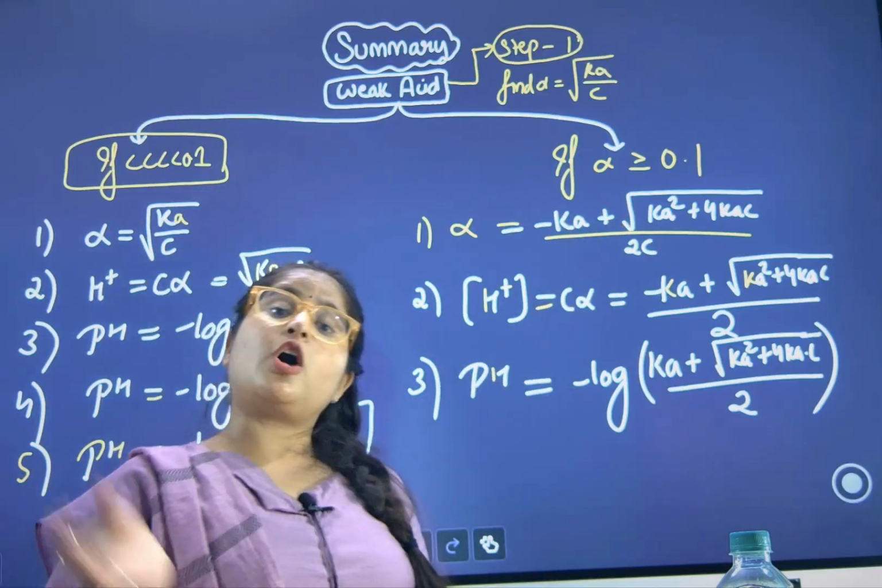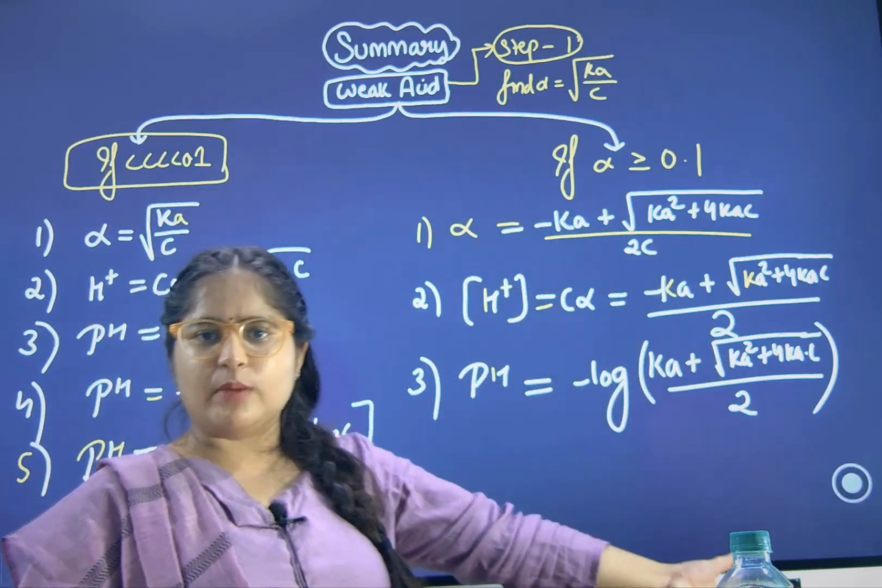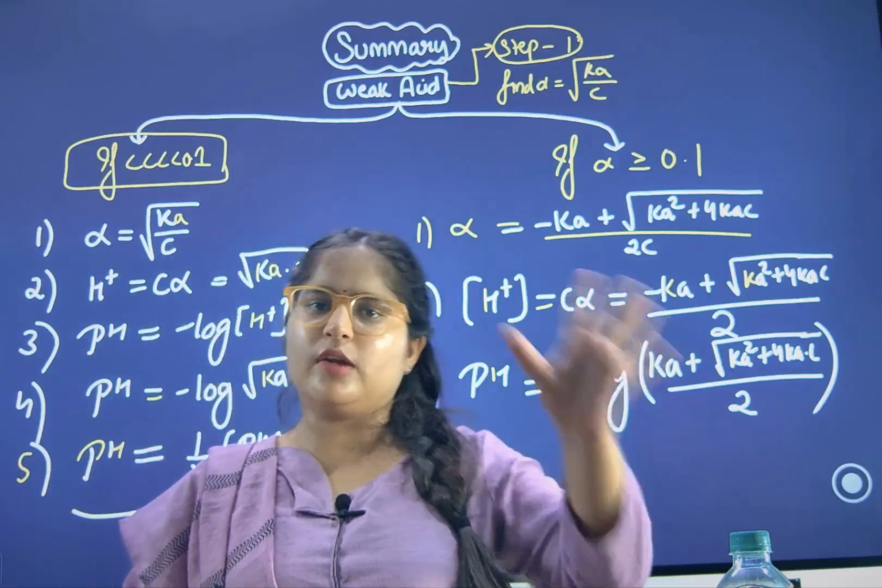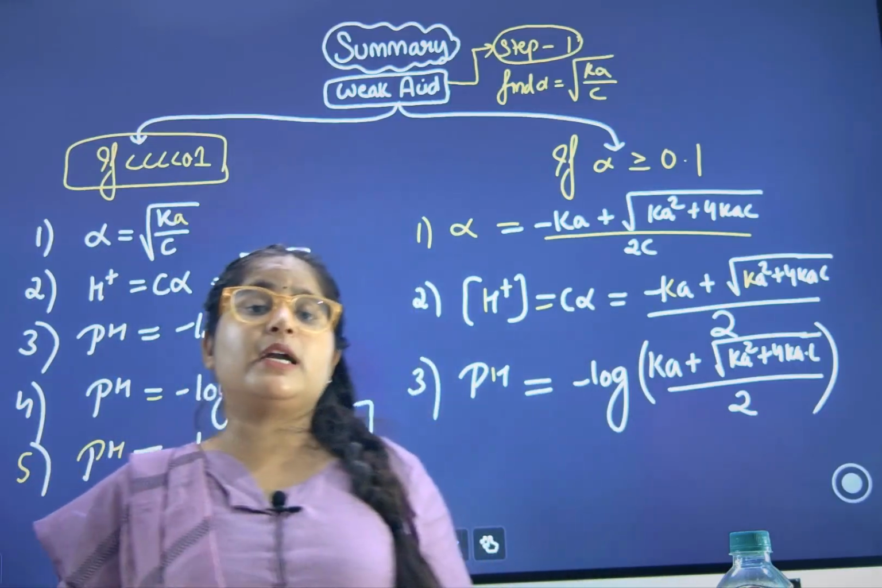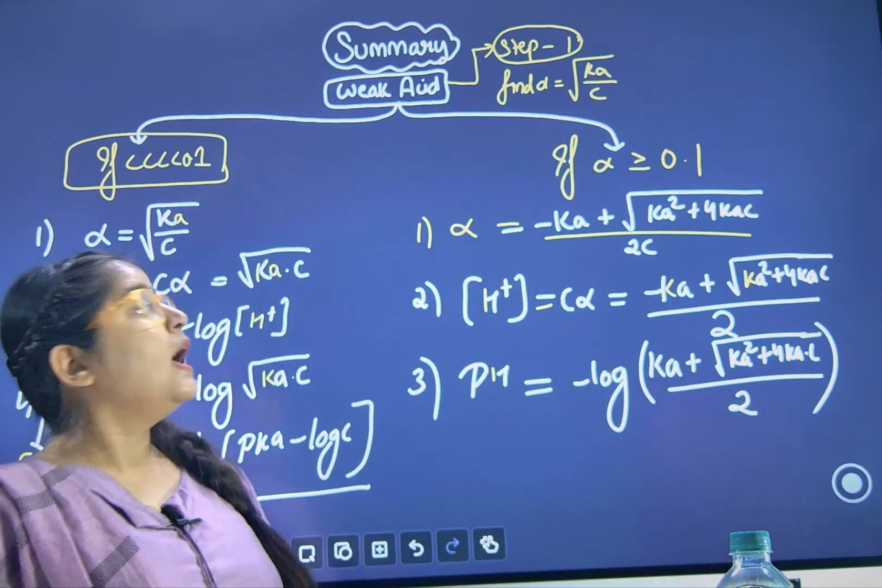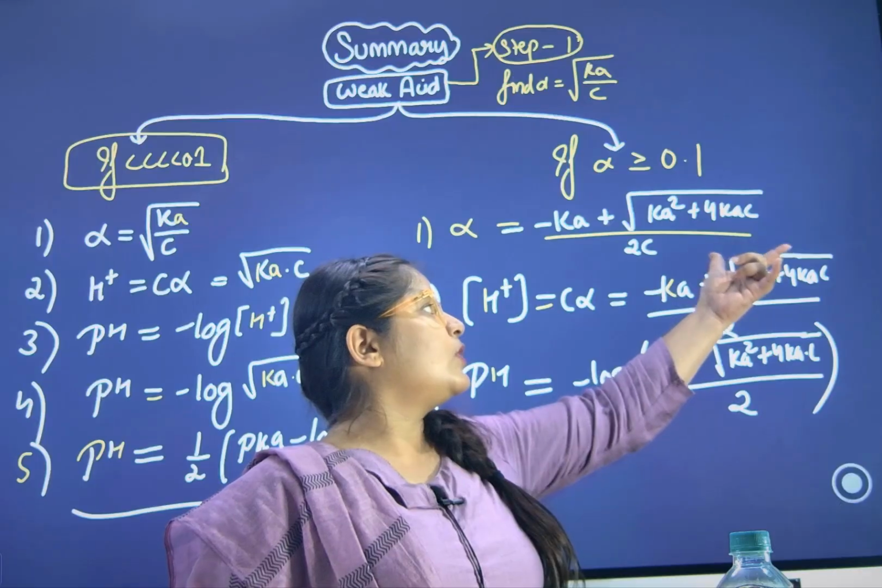I have told you, solve a quadratic equation and do it. So here itself I have solved the quadratic and written a formula. If you want, you can remember it, otherwise it is not required. You know how to solve a quadratic equation. Those students who are weak in mathematics and can't solve the quadratic equation, remember this formula and only remember alpha: minus Ka plus under root Ka square plus 4KaC, by 2C.